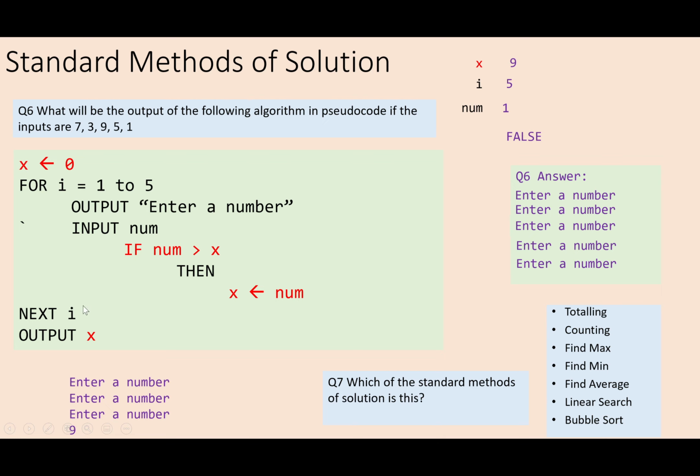We then come down to the next I. We can't go to another I because we're at 5, and that's the biggest we can get to, so we have to stop and drop out of the loop. There's our false there, which means we just output x, which is 9. Okay, have a think, which of the standard methods of solution is that? Okay, and yeah, we found the biggest number.